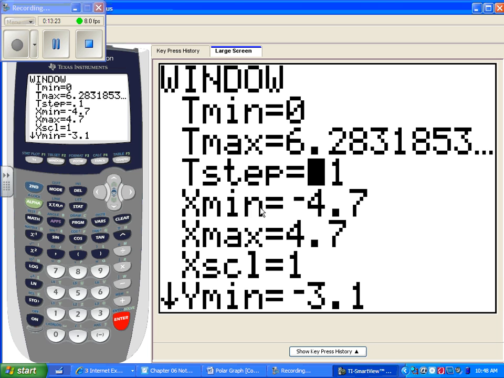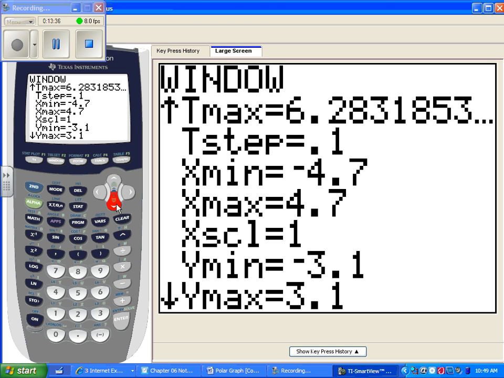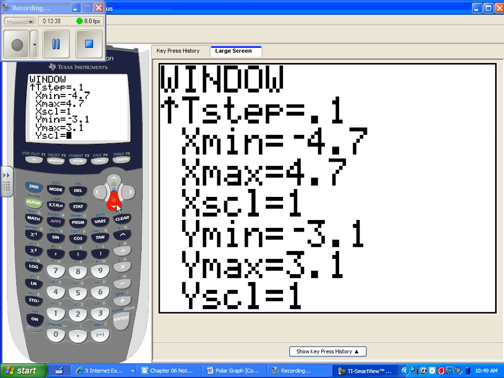And then for my x minimum and maximum, I know if I go from negative 4.7 to 4.7, and for y I go from negative 3.1 to 3.1, that's a square window. So maybe you want to jot that down in your notes so you remember that. Multiples of that will continue to give a square window. My x scale and y scale are going to be 1.